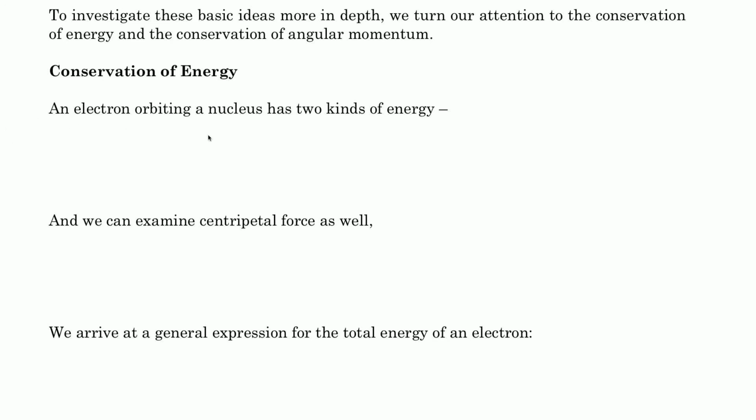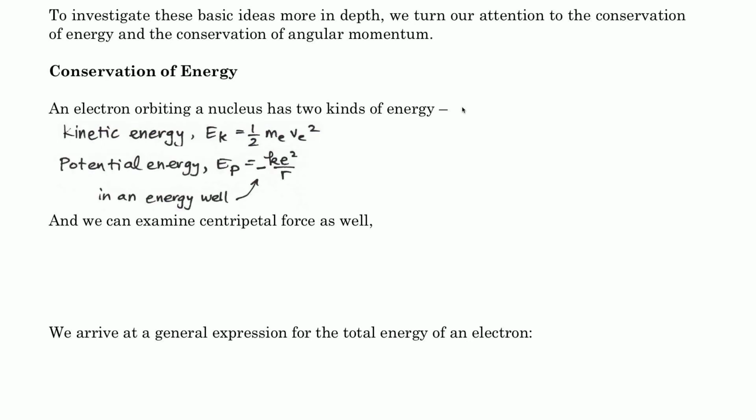An electron orbiting a nucleus has two kinds of energy. It has kinetic energy because it's moving, and it has potential energy, which is negative because it's in a potential energy well. So an electron orbiting a nucleus has these two types of energy. It's moving, so it's got kinetic, but it's got this Coulomb force of attraction keeping it in place in the orbit. So the energy of this electron, we can combine these two things, and here it is. The energy of this electron is 1/2 mv squared minus ke squared over r.